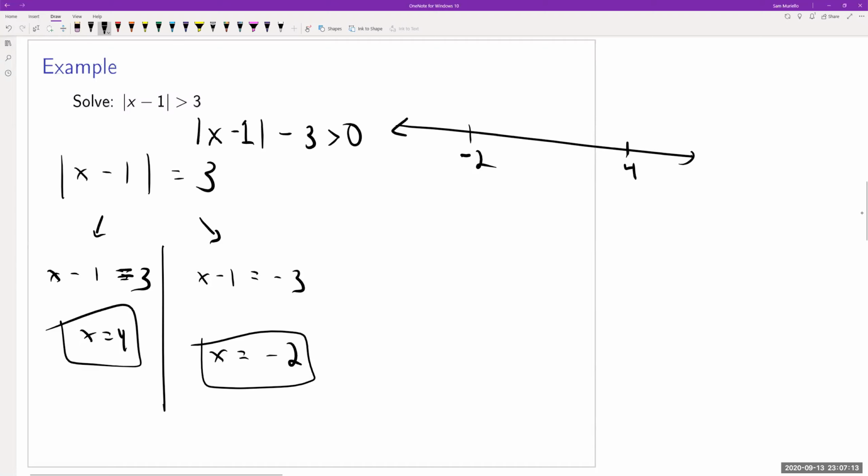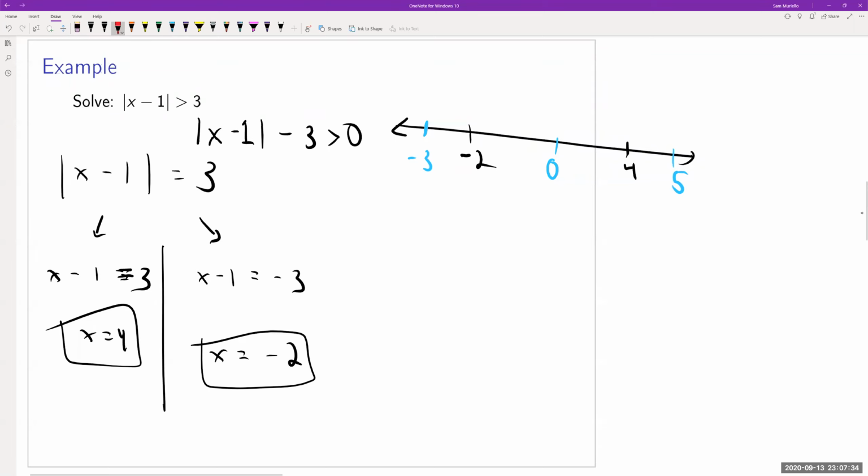I call these test values. I will need to pick a point in the middle here, and a point over here, and a point over here. Each of these points represents the three possible regions that could be greater or less than. You can pick any number. Pick one that will be easy to plug in, usually integers. For example, I might just pick negative 3, 0, and 5.